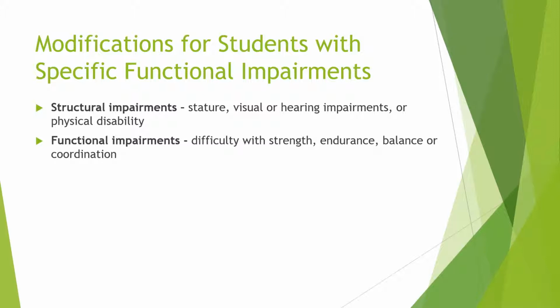Modifications for students with specific functional impairments. Structural impairments are impairments of stature, visual or hearing impairments, or other physical disability. Functional impairments are difficulty with strength, endurance, balance, or coordination. Unlike structural impairments, functional impairments can typically be remediated using curricular modification.